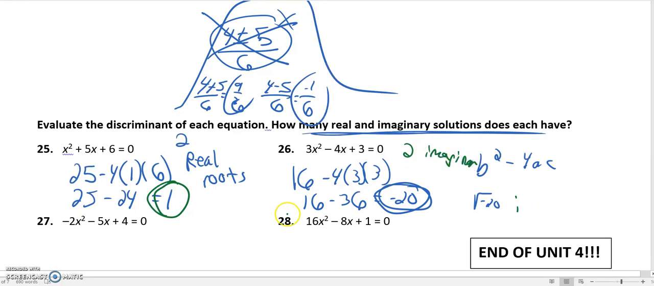And that's about it. For number 20, you should get 0 as your answer, which means you're still technically getting real roots. You're just going to get one of them. So 1 real root for that one.